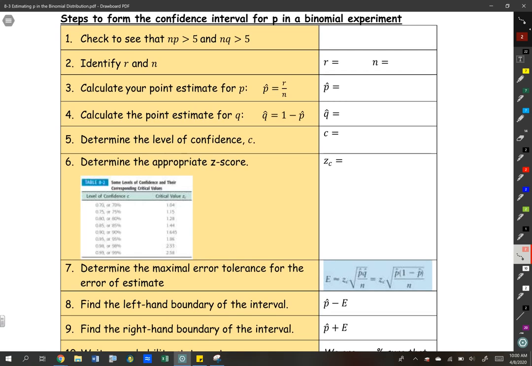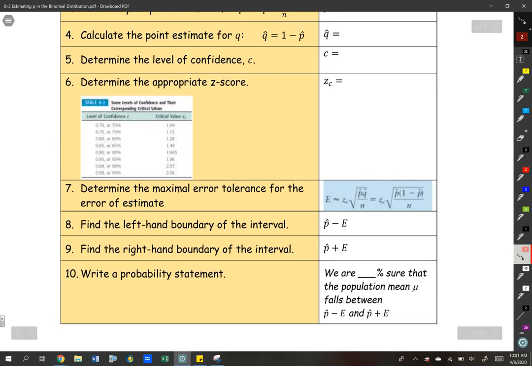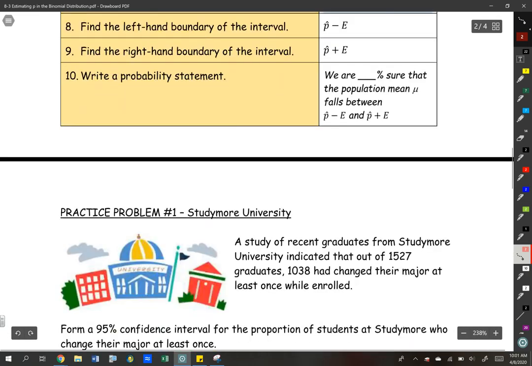For all of these types of problems, we're first going to check to make sure that n times p and n times q are greater than 5. We're going to identify r and n. We're going to calculate the point estimates for p and q, p hat and q hat. Determine the level of confidence, that'll be given. Determine the z-score. We're either going to use this table here or the bottom row of table 6. We're going to find the maximal error of tolerance, just like we did for large and small samples. We're going to find the left-hand and right-hand boundaries, again just like for large and small samples. And then we're going to write a probability statement.